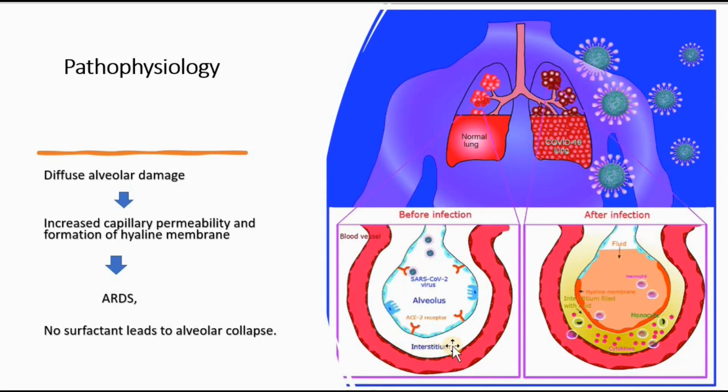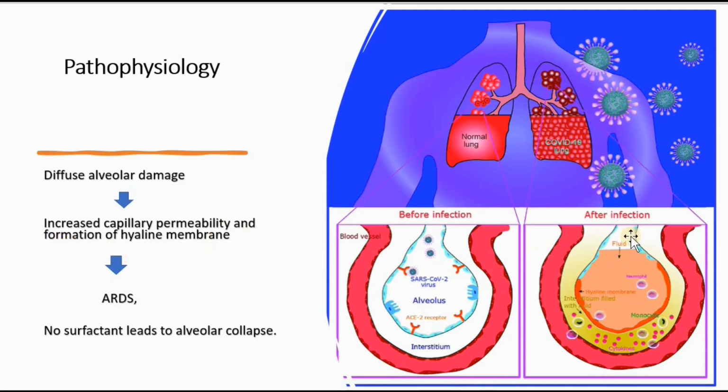Normally, before infection, the alveoli is clear and oxygen diffuses into the blood vessel. Now, because of the infection, this alveoli is filled with fluid. So diffuse alveolar damage leads to capillary permeability. That means leaky capillaries, and fluid gets filled. In addition to this, there is formation of hyaline membrane.